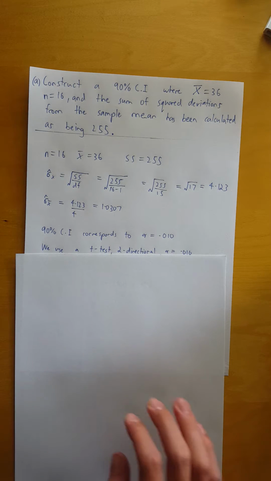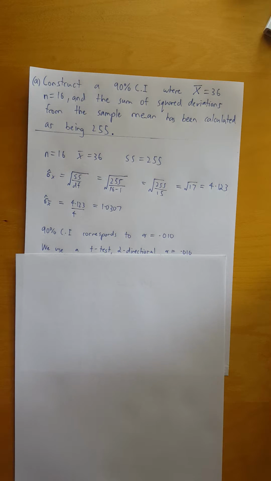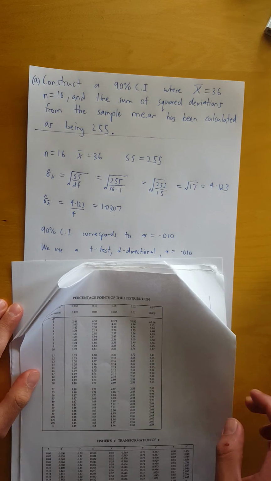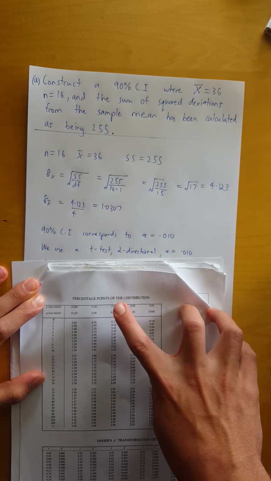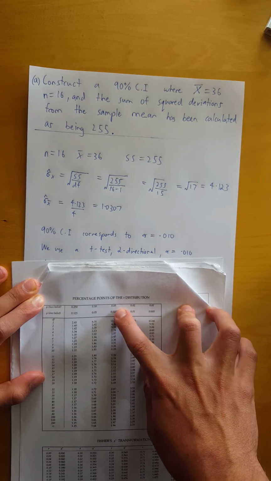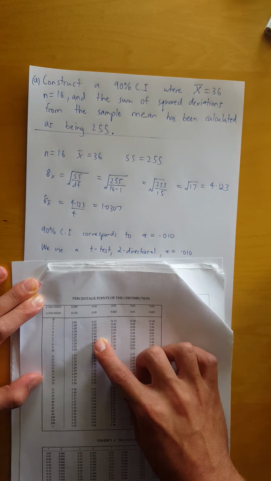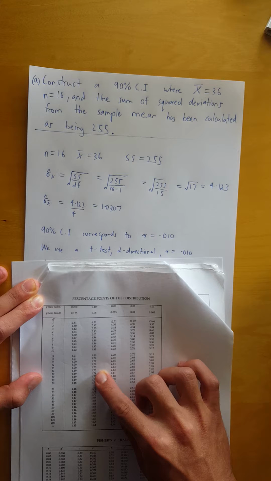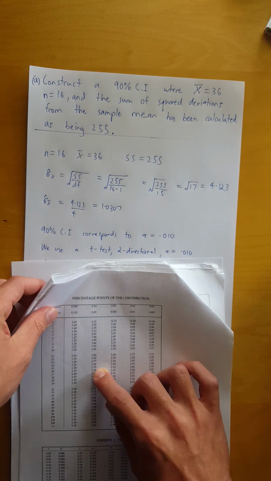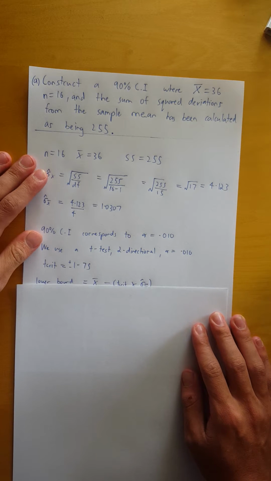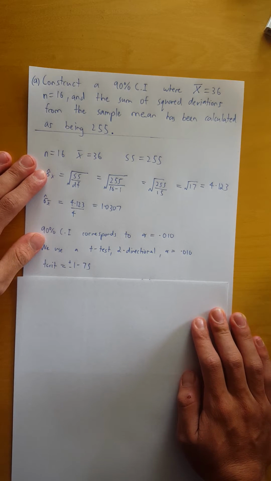And now, if we take a look at our tables here, t-distribution, two-tailed, alpha equals 0.010 and n equals 16, gives us a value of 1.75. That's t-crit. And now we want to calculate our lower bound and upper bounds of our confidence interval.